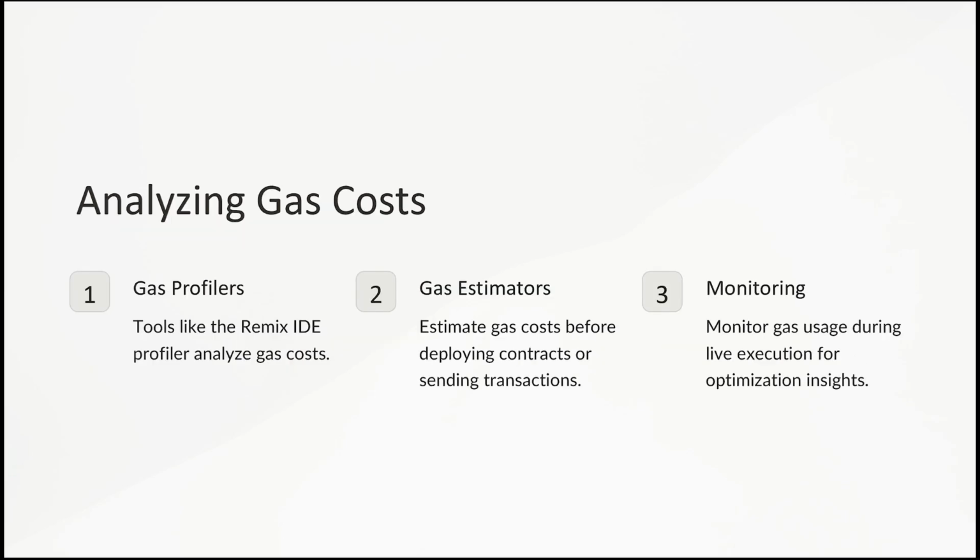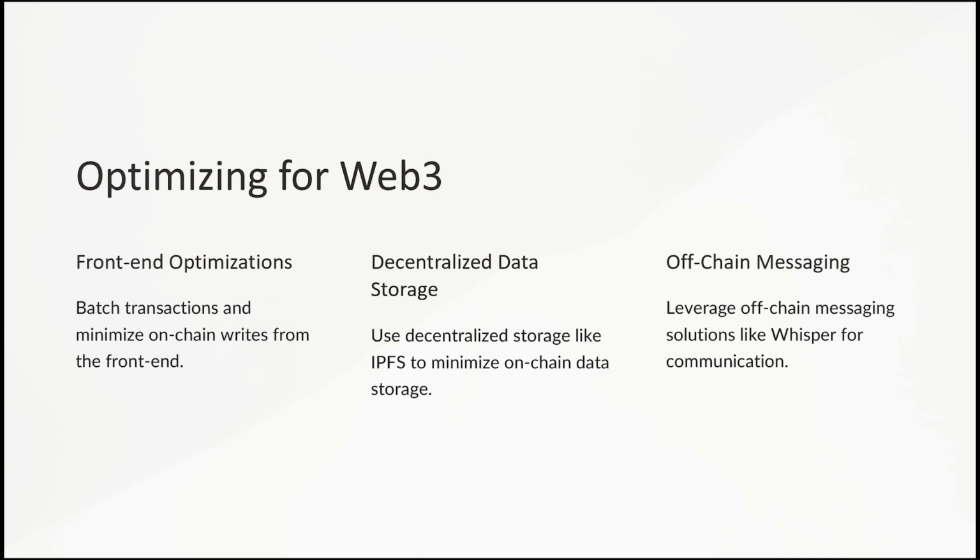To analyze gas costs, we can use gas profilers like Remix IDE Profiler, gas estimators, and also monitor gas usage during live execution for optimization insights. Further optimization for Web3 includes batch transactions and to minimize on-chain writes from front-end. Using decentralized storage like IPFS, or InterPlanetary File System, to minimize on-chain data storage. And finally, to use off-chain messaging solutions like Whisper for communication.